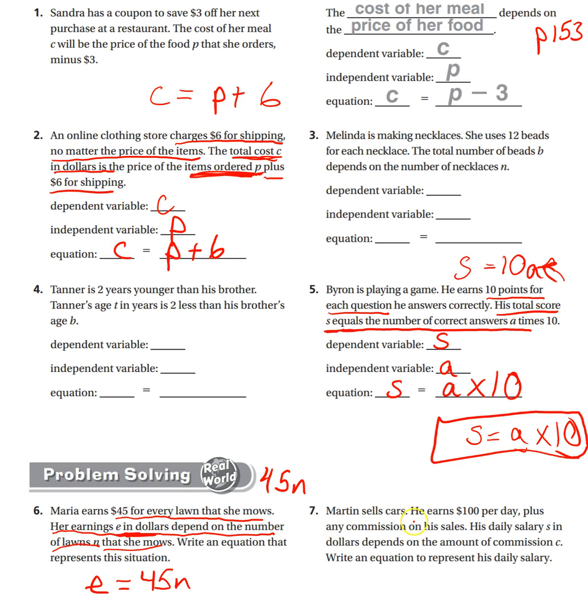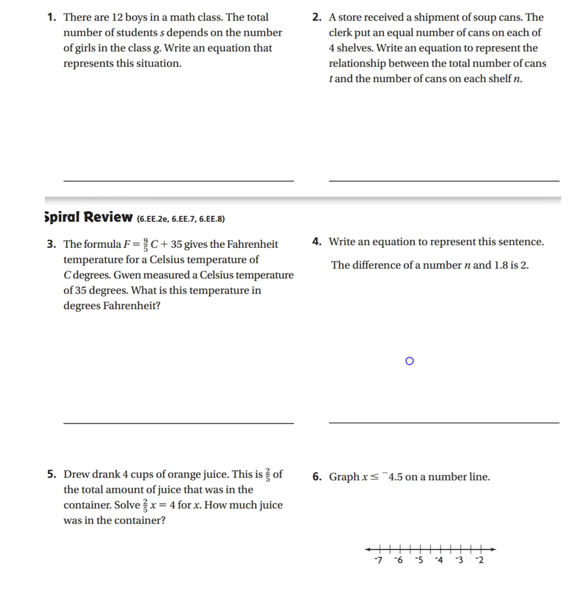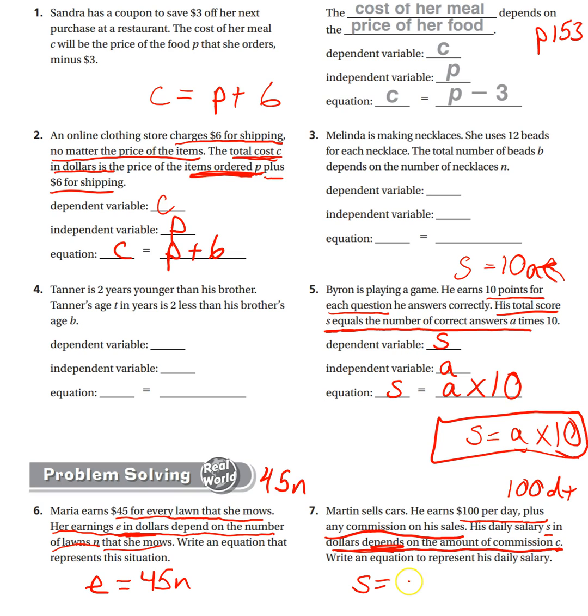Okay, 7. Martin sells cars. He earns $100 per day. So $100 per day. I'm going to use D for days. So if he works 1 day, he gets $100. 2 days, he gets $200, and so on. Plus, so I know I'm going to be plussing any commission on his sales. His daily salary, S, in dollars, depends on the amount of commission, C. Write an equation to represent his daily salary. So, his salary, S, is going to be my variable, and that's by itself. That's my clue that it's going to be by itself.